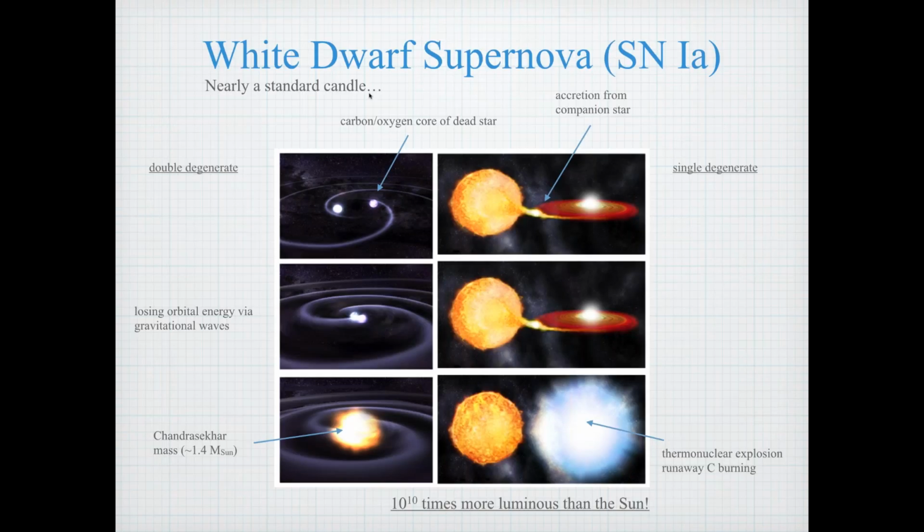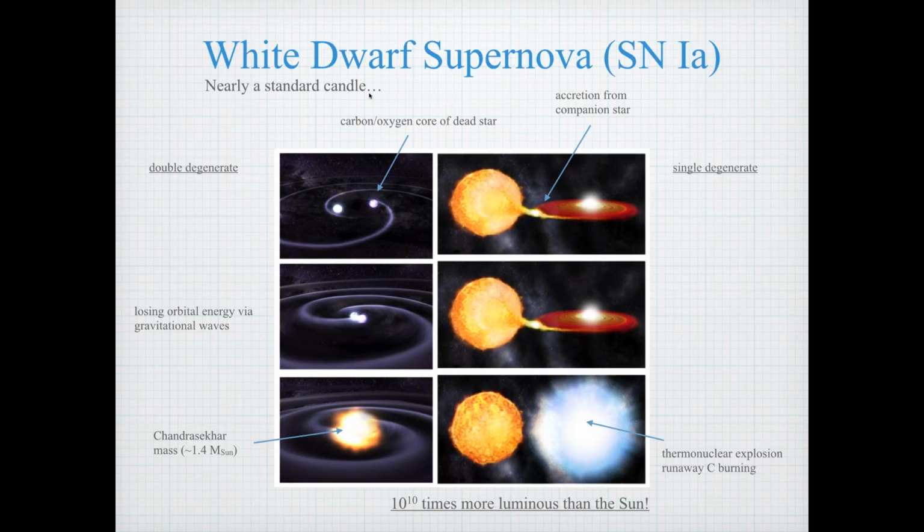There are two scenarios on the left and the right. In either case, there is one or more white dwarfs, which is supported by electron degeneracy pressure. Through some kind of mechanism, the mass of the white dwarf goes up, either through accretion from the companion star, like you see on the right, or through a binary merger by emitting gravitational waves on the left.